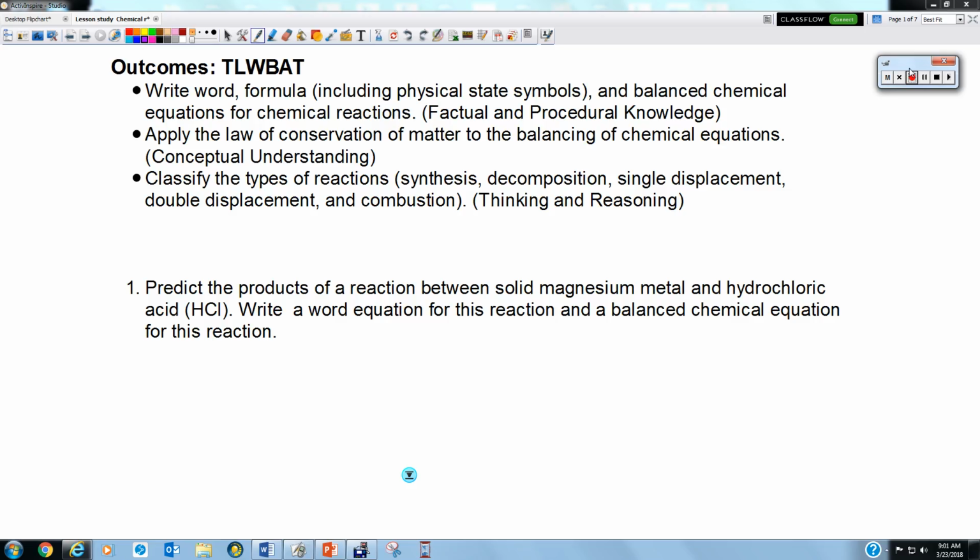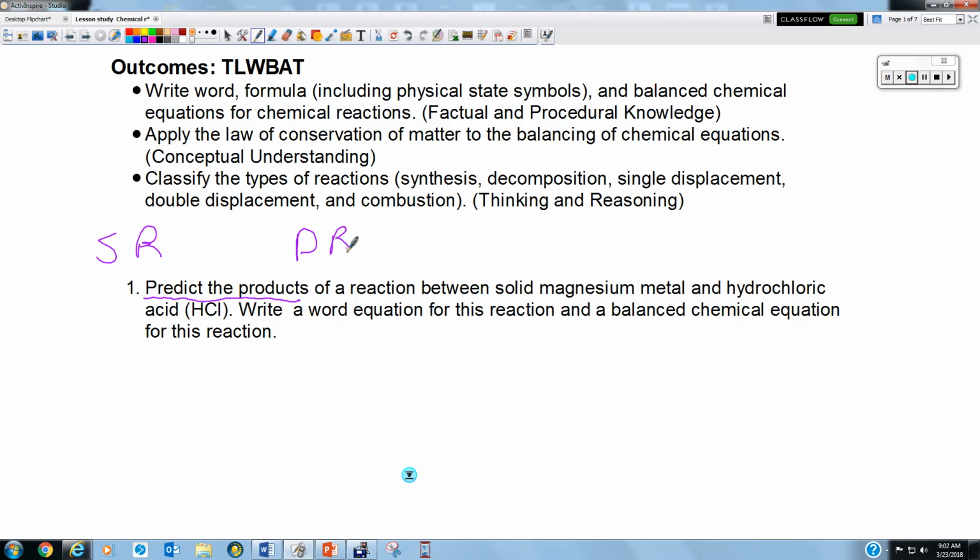All right, so our opening question today has to do with predicting products. I'm going to tell you straight up, on the test, I don't have you do a whole lot of predicting, only a couple. When we're predicting the products, what we need to be able to do is just kind of figure it out. There are only two types of reactions that we can predict for: single replacement and double replacement.